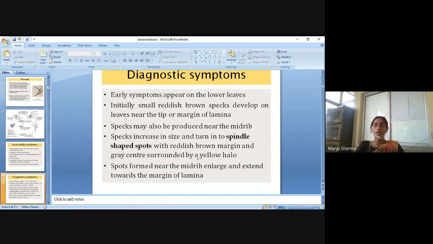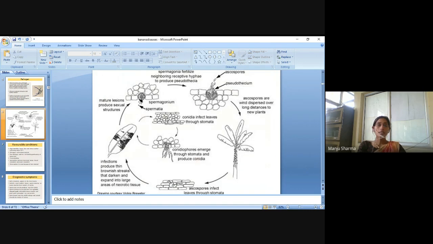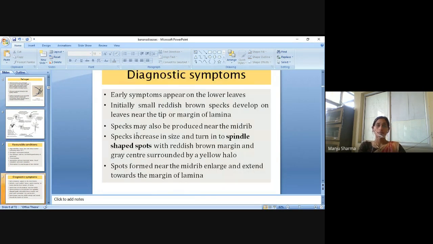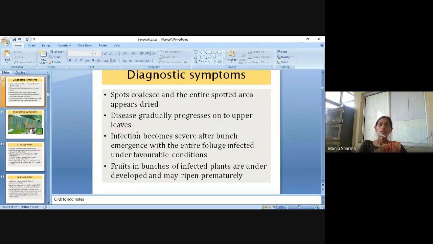Spots formed near the midrib enlarge and extend towards the margin of lamina. Here you can see the symptoms on the leaves of the banana. Then the spots coalesce and the entire spotted area appears dried. Disease gradually progresses into upper leaves, then the infection becomes severe after bunch emergence with the entire foliage infected under favorable conditions. Fruits in bunches of infected plants are underdeveloped and may ripen prematurely. So these are the symptoms of yellow Sigatoka and black Sigatoka disease.